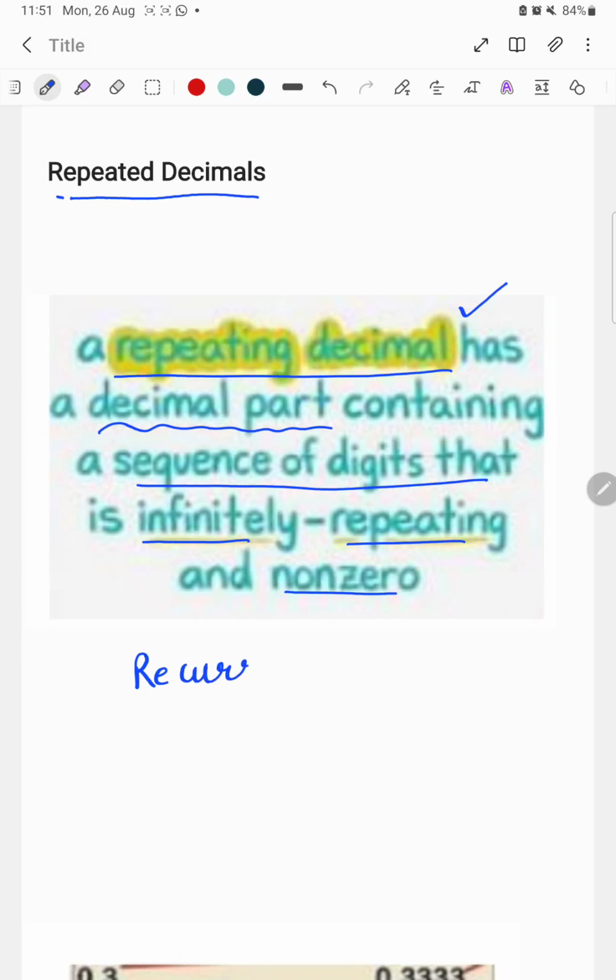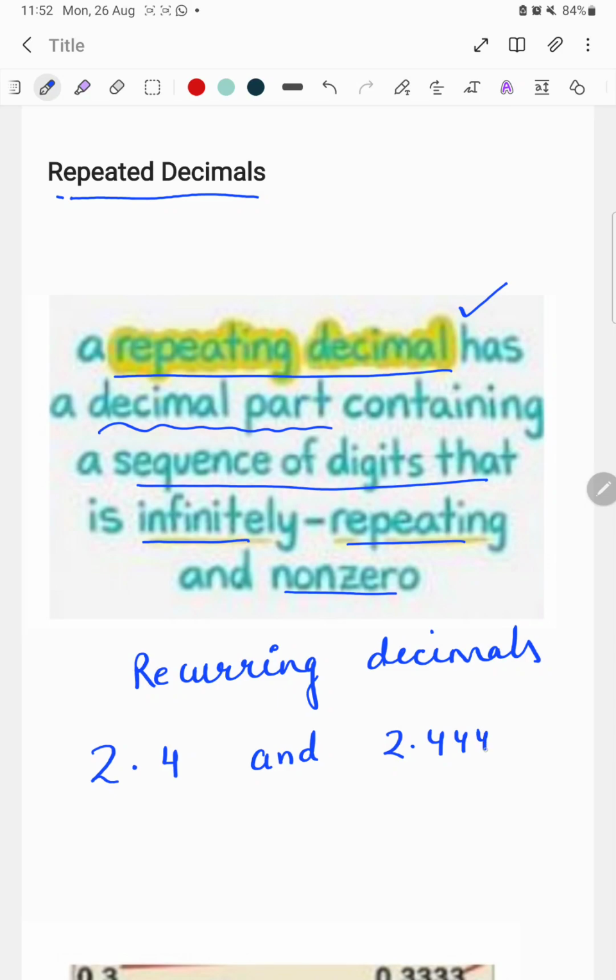Reoccurring decimals. So, repeated decimals or recurring decimals, they have the same meaning. These are the decimal numbers. So, I will give you two examples and I will try to differentiate them: which one is a recurring decimal and which one is not. So I am taking two numbers here. One is 2.4 and the other, 2.444 and going on. As per the definition, it has a decimal part.